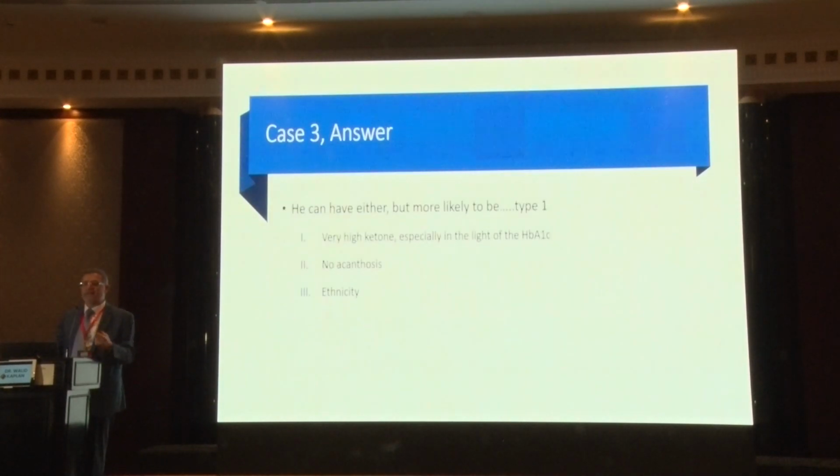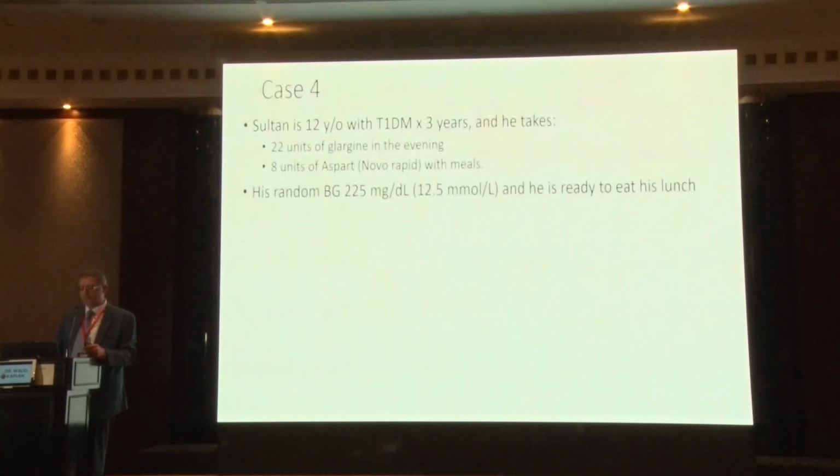So this patient is likely to have type 1 rather than type 2. The reason is he has very high ketone, but the HbA1c is not very high. For type 2 patients to have large ketone, they have to be very progressive, and HbA1c by then will be in the 10, 11, 12. This patient is not like that. He doesn't have acanthosis, which is an insulin resistance marker, and he's Caucasian, and type 2 is less common in Caucasians.